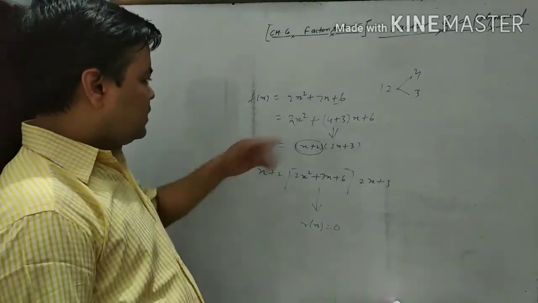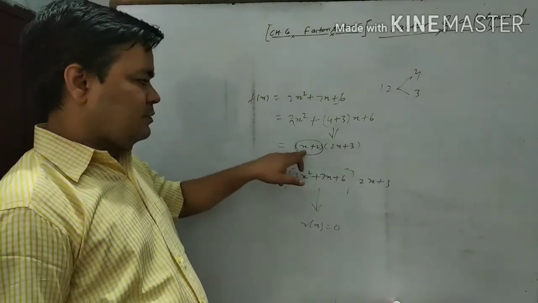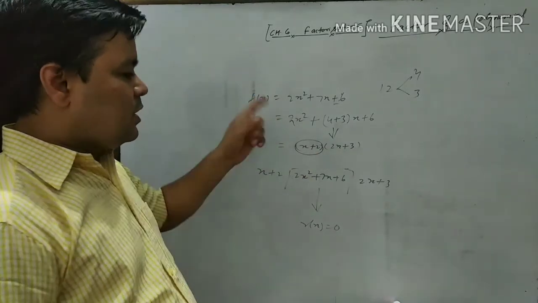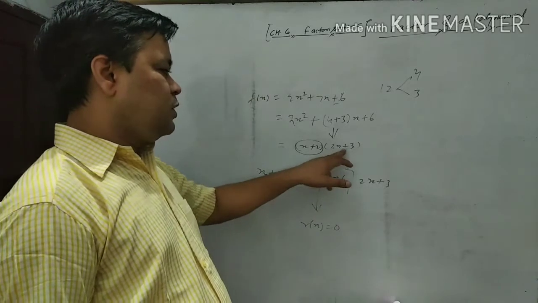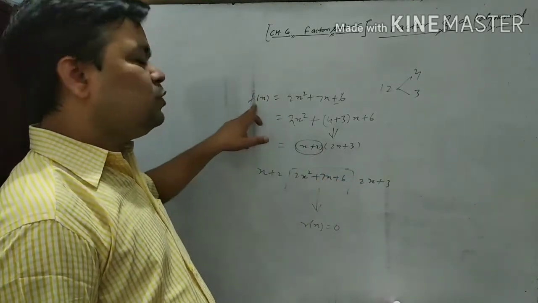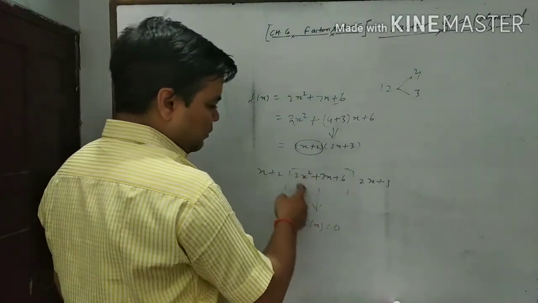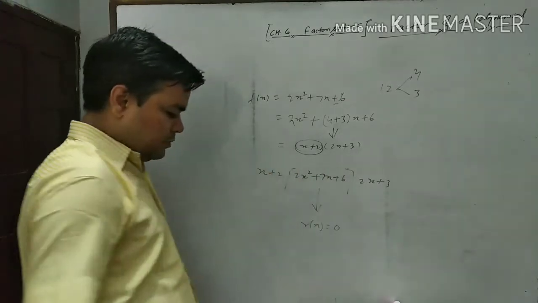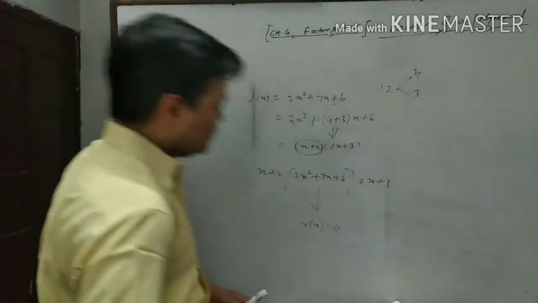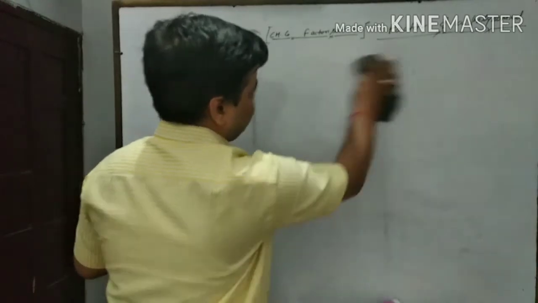Therefore, we see that x plus 2 is a factor of f(x), such that there exists another polynomial, 2x plus 3, and the multiplication of these two polynomials is equal to f(x). Therefore, we can say that x plus 2 is a factor of this polynomial. Okay, so this is everything about the factor of a polynomial.